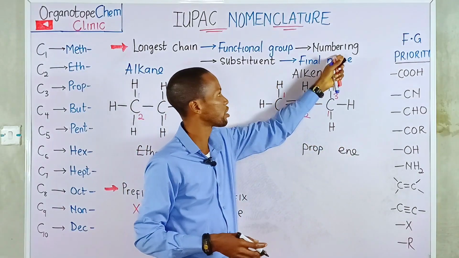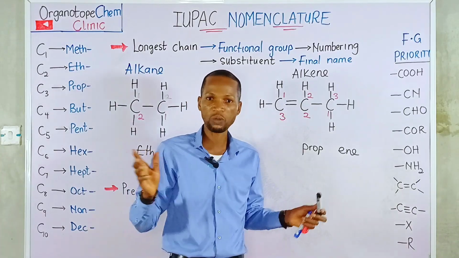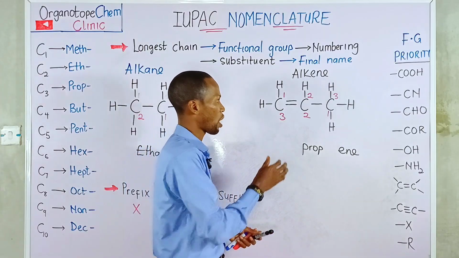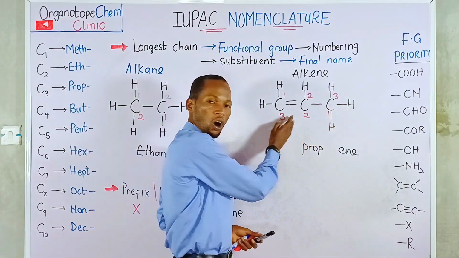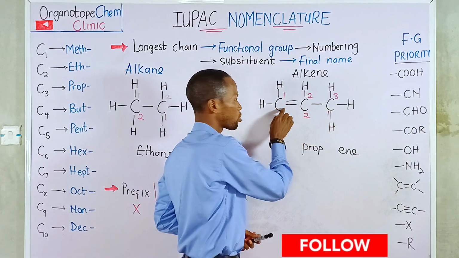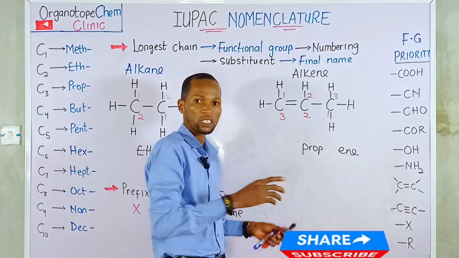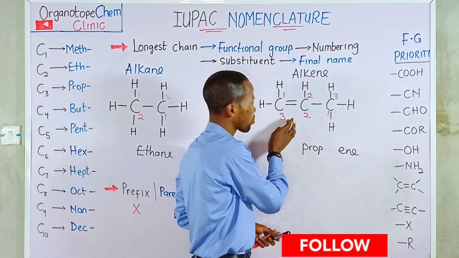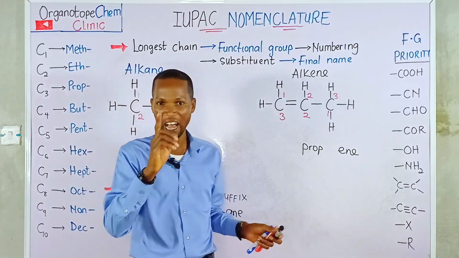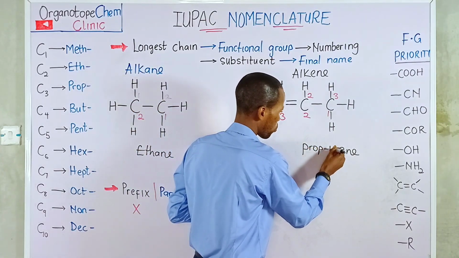Okay, let us consider the numbering so that we can know the position of the functional group. Note that we are expected to assign the least numbering to the functional group. So are we going to consider the forward numbering or the backward numbering? If we consider the forward numbering, we are going to have the double bond on carbon 1. But if we consider the backward numbering, we are going to have the double bond on carbon 2. So which one is right? Yes, having the double bond on carbon 1. So we are going to have prop-1-ene.